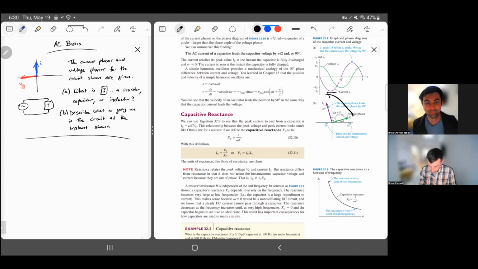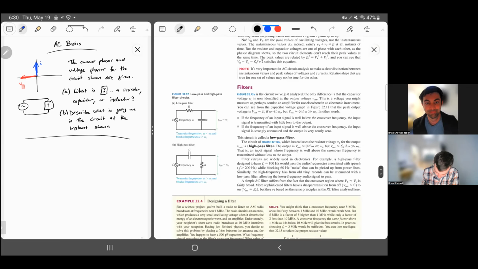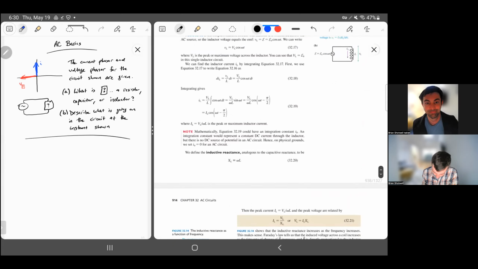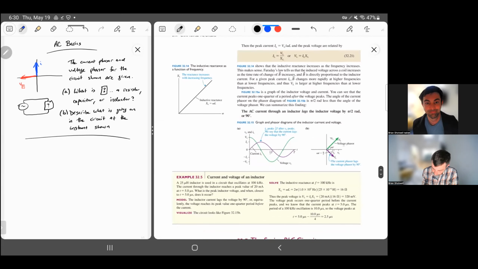Whenever the current is here, the voltage is right here. So the current reaches some max, and it's a quarter of a period later that the voltage becomes max. So the voltage phasor is lagging behind the current phasor, or the current leads the voltage for a capacitor. In an inductor, we're going to skip this section until the next video. In an inductor, it's exactly the opposite. The voltage phasor leads the current phasor. So which one is in front depends on what circuit element you have. And for a resistor, they're in phase.